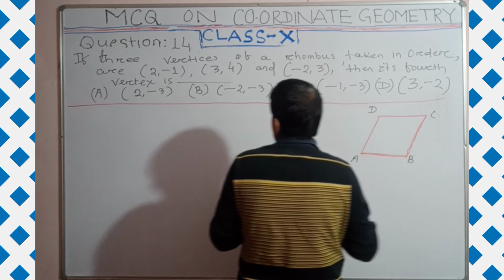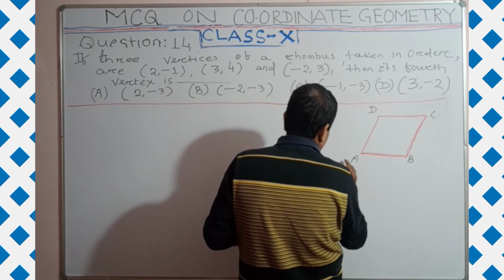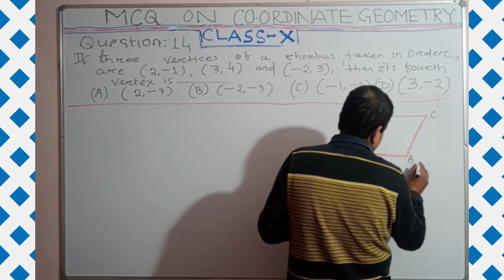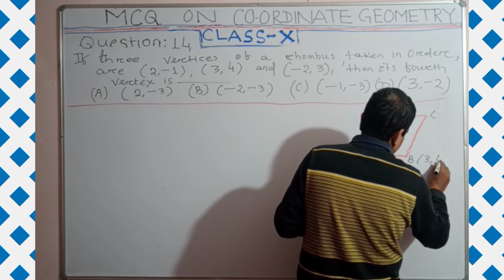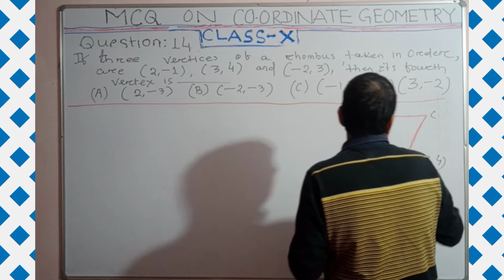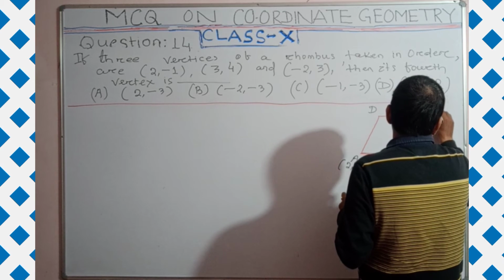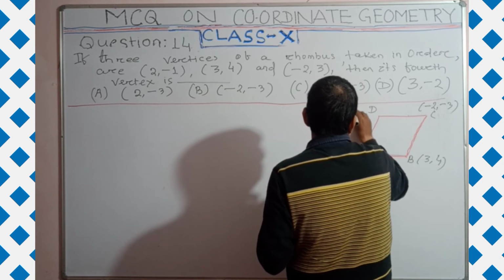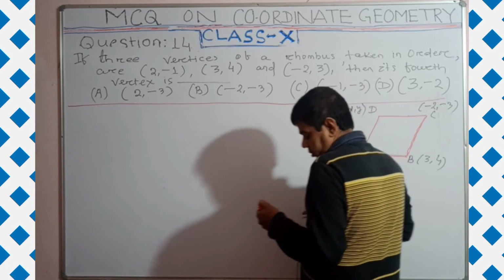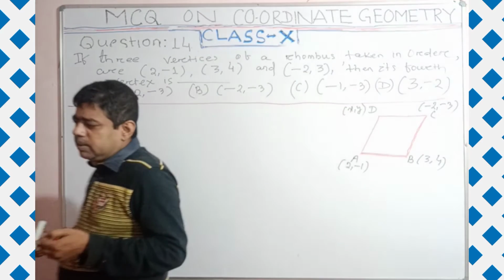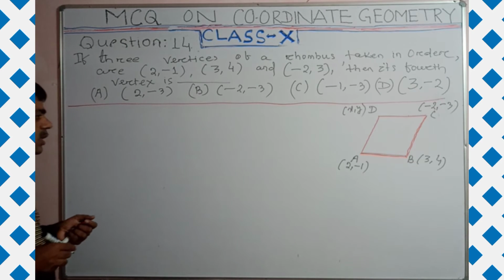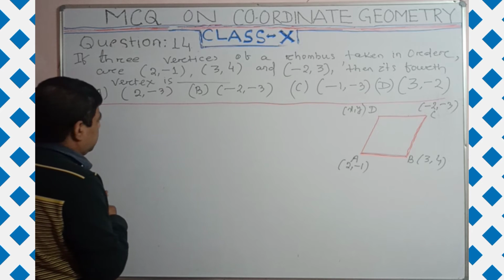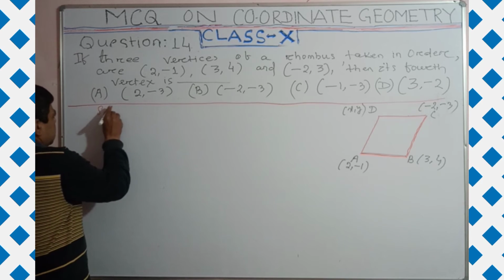Here the coordinate of vertex A is (2, -1), the coordinate of vertex B is (3, 4), and the coordinate of vertex C is (-2, 3). We have to find the fourth vertex D. Let the coordinate of vertex D be (x, y). Understood? How do we find the fourth vertex?